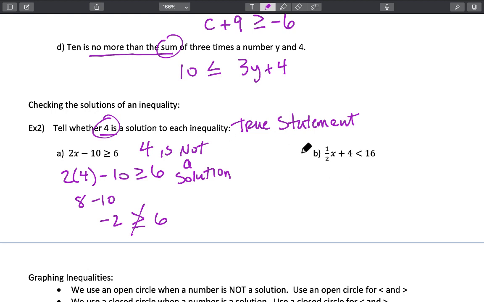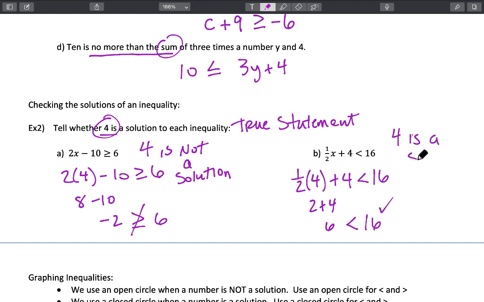Alright, let's do the same thing for example 2b. We've got 1/2 our x value plus 4 more. Is that less than 16? So 1/2 of 4 is 2, 2 plus 4 is 6. Is 6 less than 16? Yes. So we'd say yes, 4 is a solution to this inequality statement.